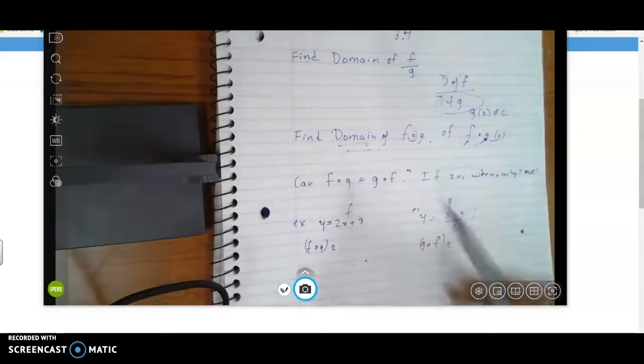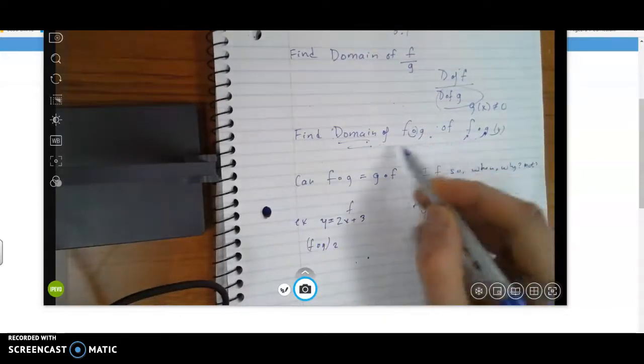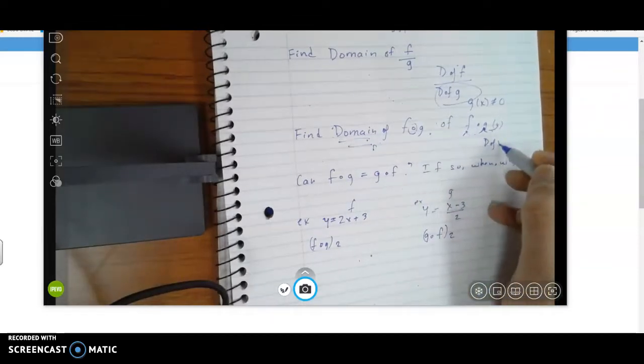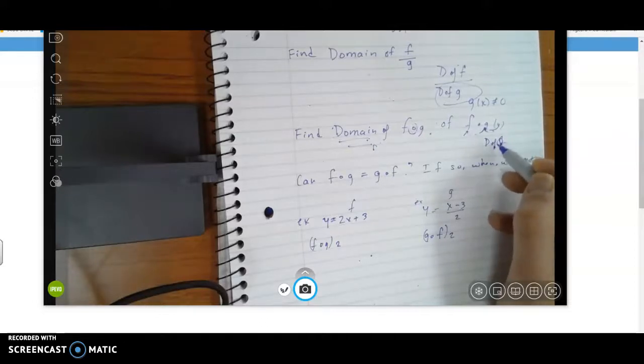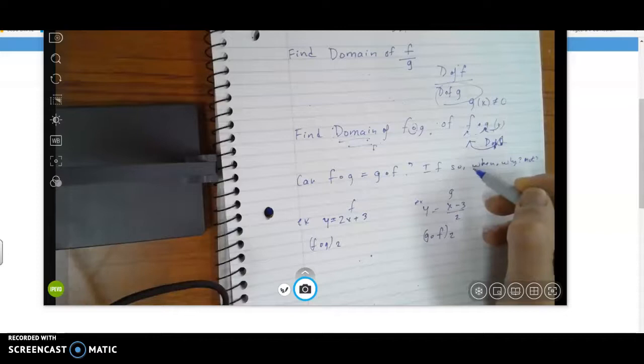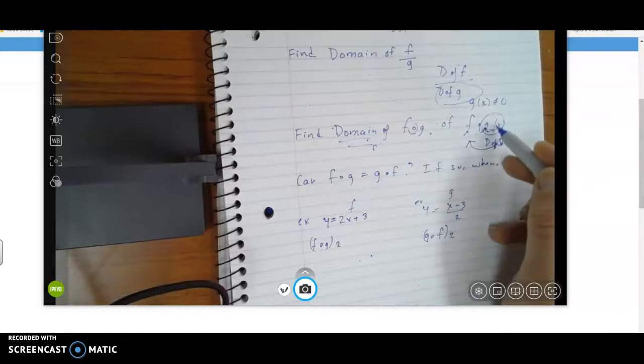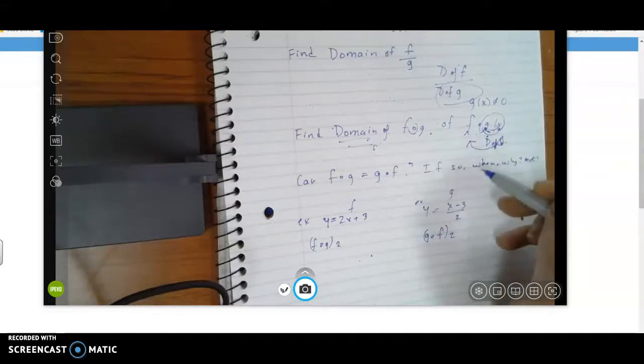So to find the domain, what possible values of x we could have, we start with g, find the domain of g, okay, and then we find what values of g in the domain are also in the domain of f. And we include all those values that are in the domain of f. So anything that's not in the domain of f, we exclude. So we start with the function closest to the variable, in this case g, find the domain of g, and then we look for values in the domain of g that are also in the domain of f.